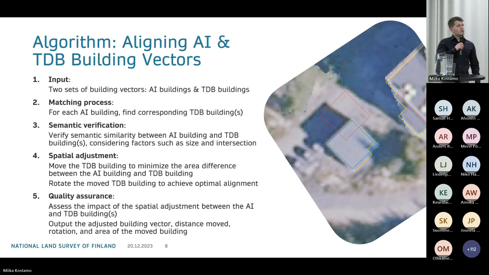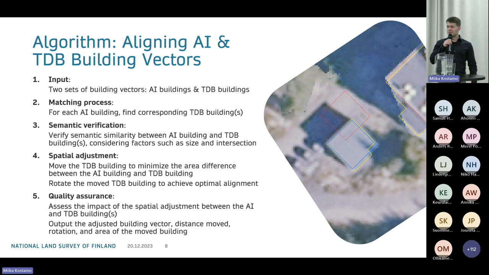Here's a bit about the algorithm. So it has five steps. First, we take the two building vector sets, the AI buildings and the topographic database buildings. Next, there is the matching process where we find corresponding building for every AI building from the topographic database buildings. And next, we do semantic verification. So we check that the AI building and topographic database building are similar to each other.